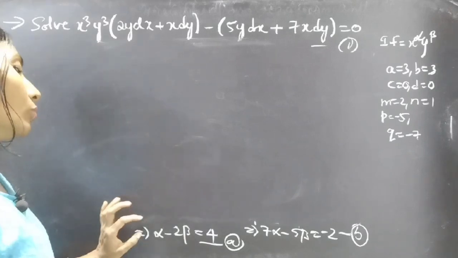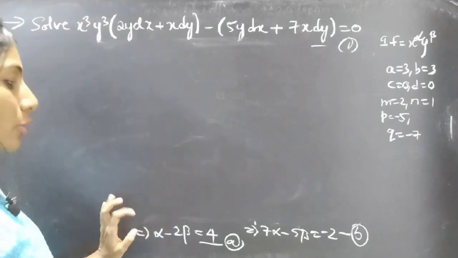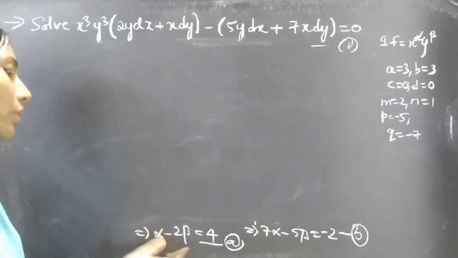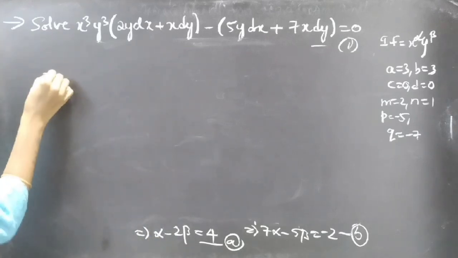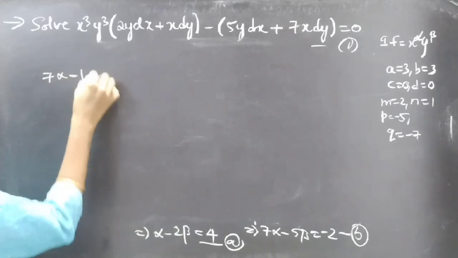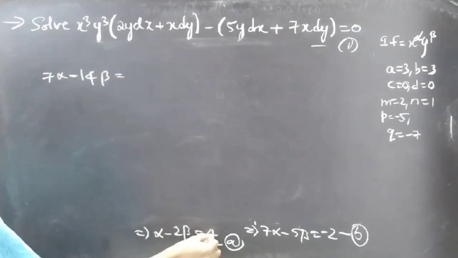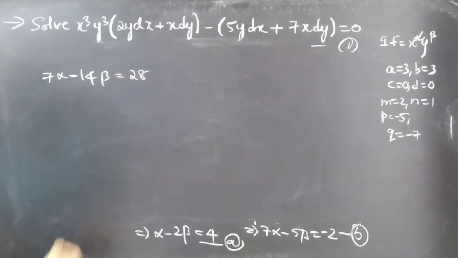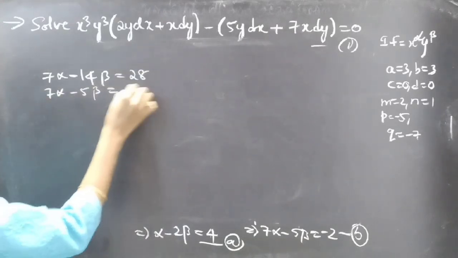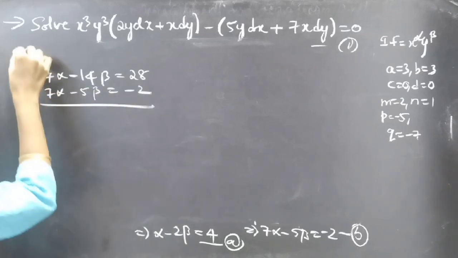Say I'm going to cancel the terms involving alpha, so I need a 7 here. What I'll do is multiply 7 to this equation, and I'll get 7 alpha minus 7 2s are 14 beta equal to 7 4s are 28. I'll let equation B as it is, 7 alpha minus 5 beta equal to minus 2. Now let's solve A and B.